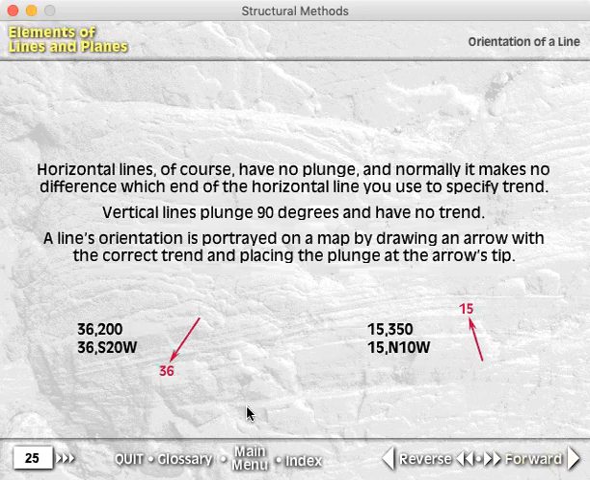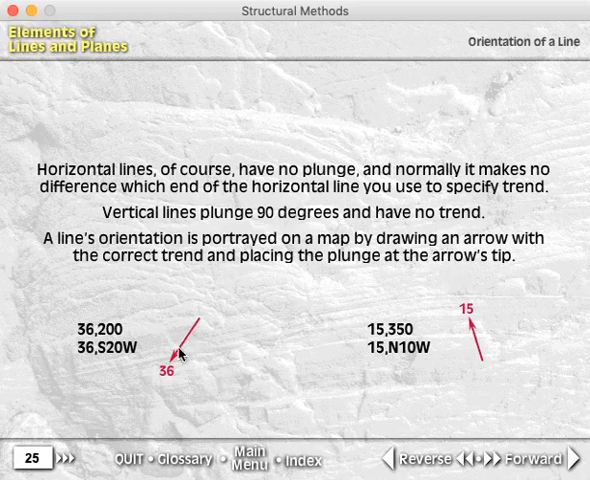Horizontal lines, of course, have no plunge, and normally it makes no difference which end of the horizontal line you use to specify trend. Vertical lines plunge 90 degrees and have no trend. A line's orientation is portrayed on a map by drawing an arrow with the correct trend and placing the plunge at the arrow's tip. Be sure you could draw the arrows as shown from the orientations given, or vice versa. Again, the horizontal lines have no plunge. They just have a trend. Vertical lines are 90 degrees plunge and have no trend.